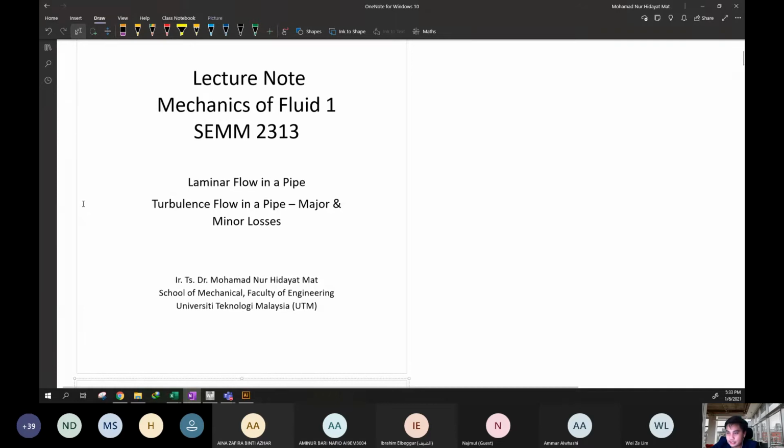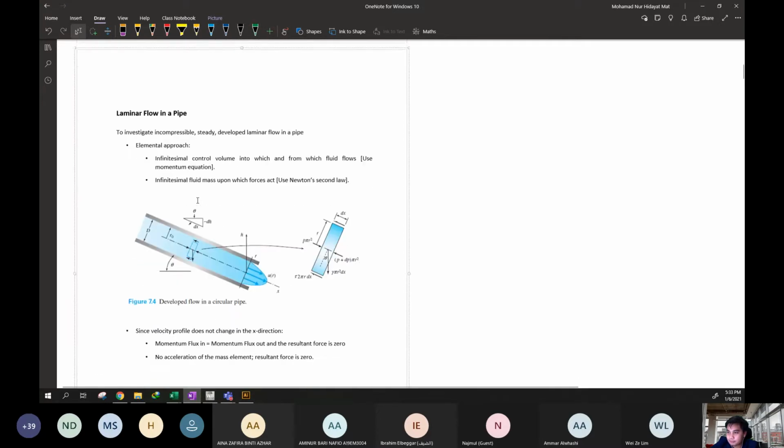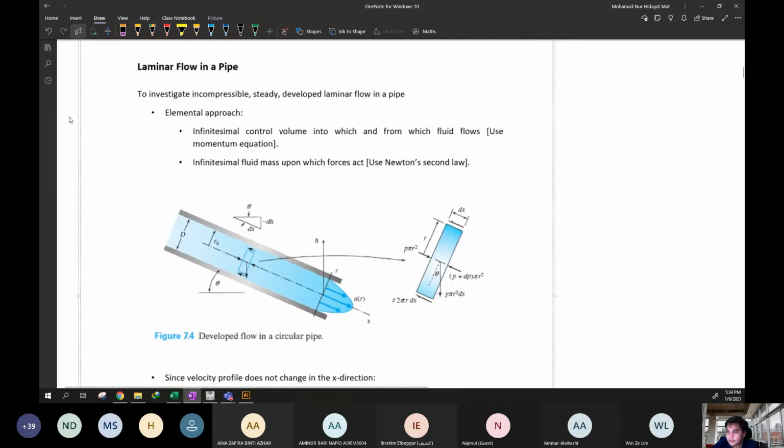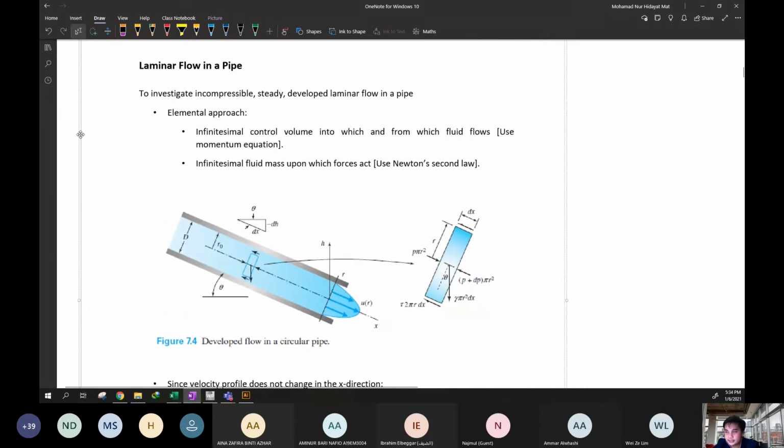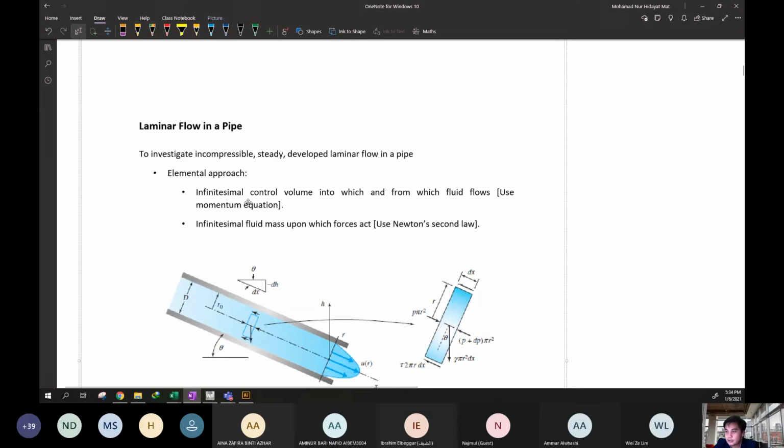So for this one, let's start with the laminar flow. Previously we learned about the internal flow and the normalized differential equation, which is the basic form. Now we go deeper into laminar flow in a pipe. As you all know, laminar flow is the orderly manner flow. So in laminar flow, we are going to investigate the incompressible, steady, developed laminar flow in the pipe.